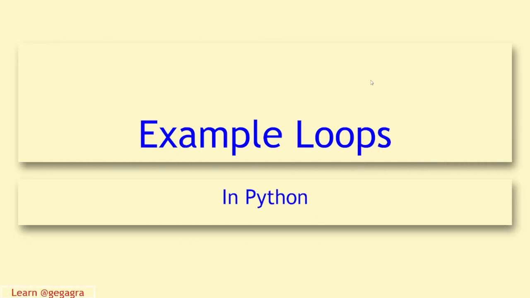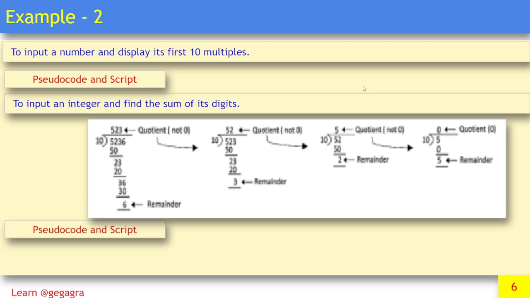So, examples on loops. The first program is to input a number and display its 10 multiples. Whichever number we input, it will give us the 10 multiples of that number in the form of the multiplication table. For that, we are moving to our Colab. There we'll create the pseudocode as well as the script.